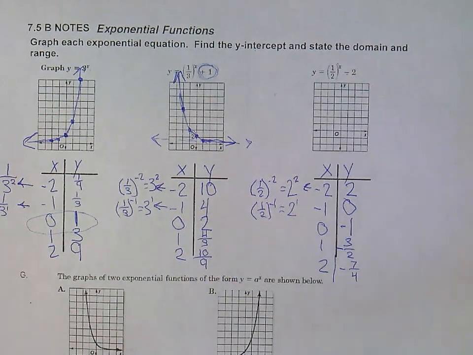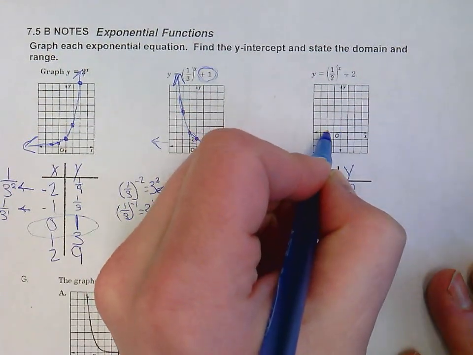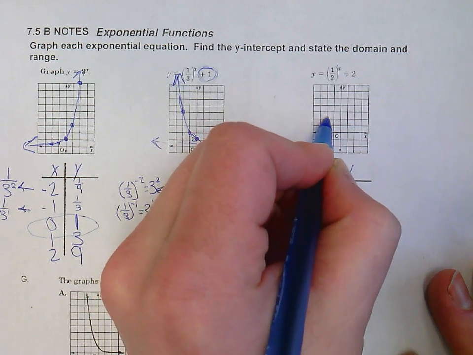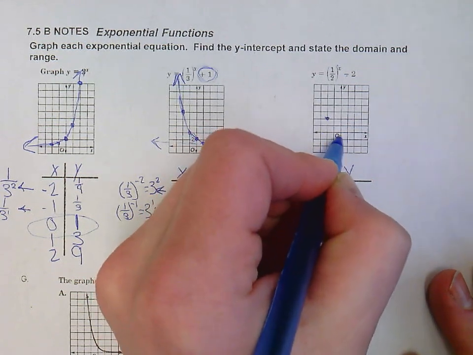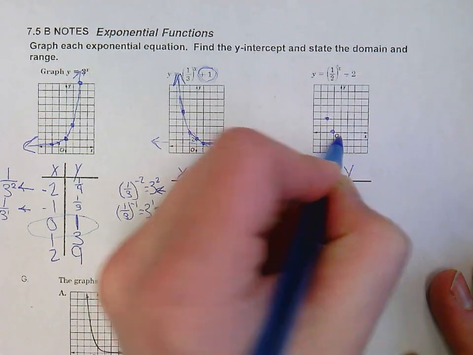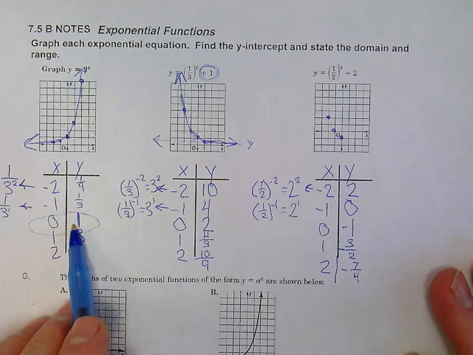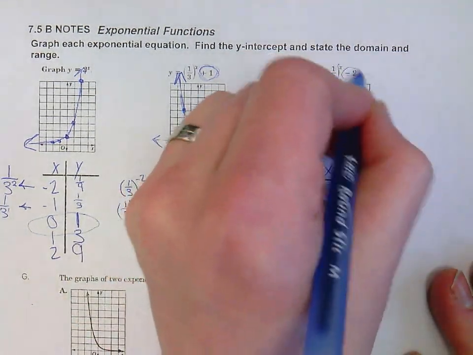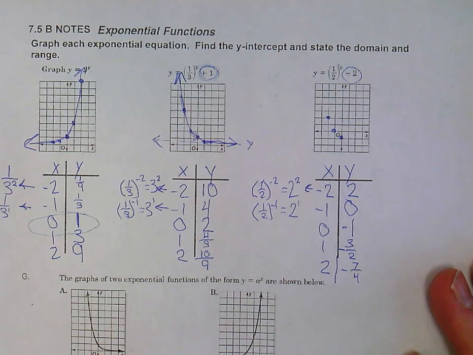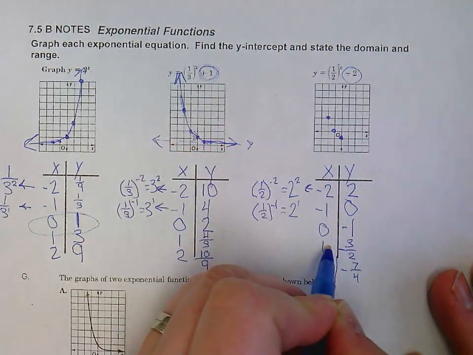-7/4. Okay. So let's plot some points. We've got -2, 2. I've got -1, 0. I've got 0, -1. There's my y-intercept. And it makes sense, right? Where I expect to be is 0, 1, but I've moved down 2 units, right? So now my y-intercept is here.